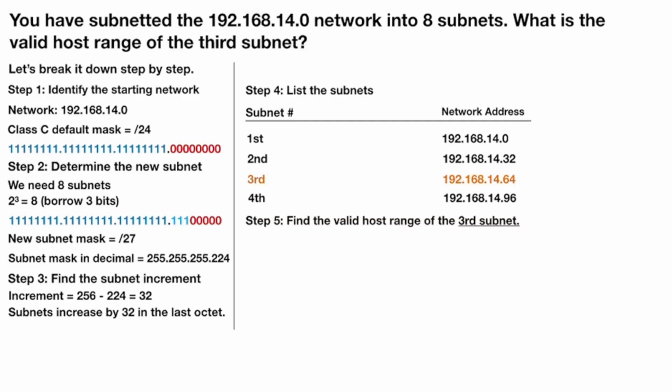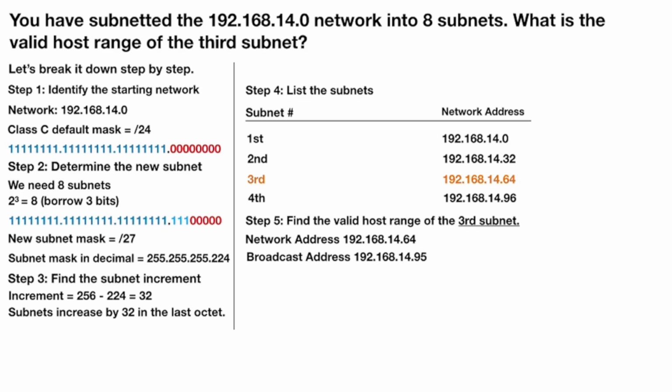All right, so now the valid host range. How do we determine it? We're just going to stop at the third subnet, because this is exactly what we need to work on. For the third subnet, we put the network address first, which is 192.168.14.64, and then the broadcast address, which is 192.168.14.95.